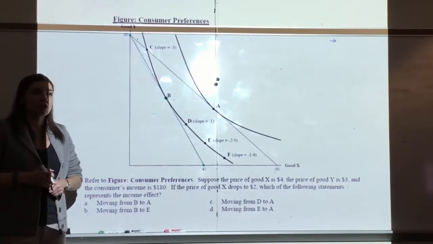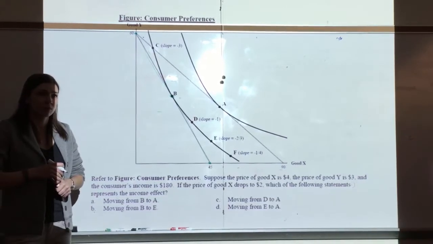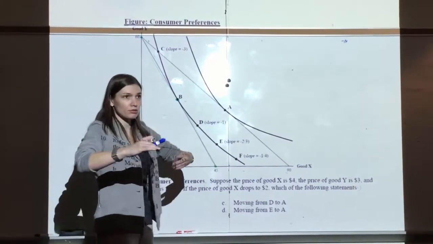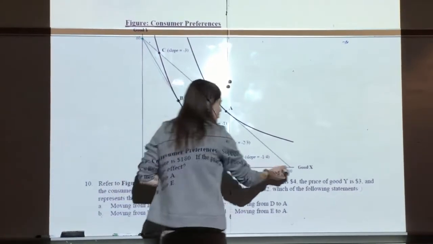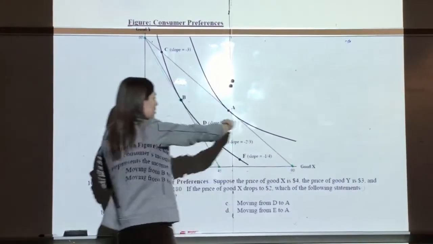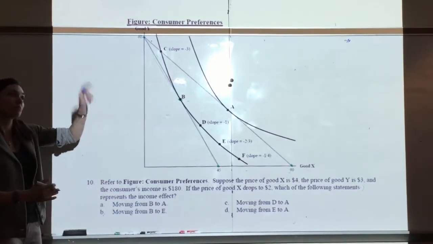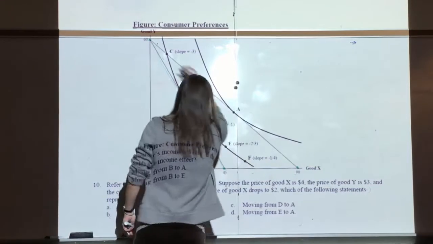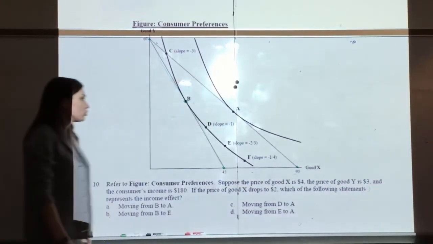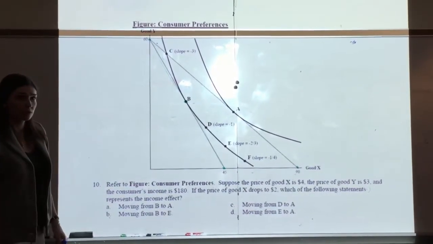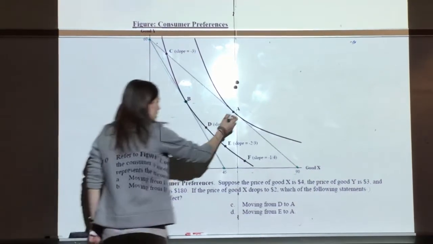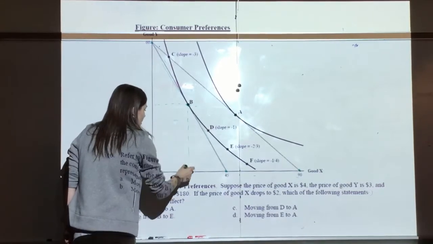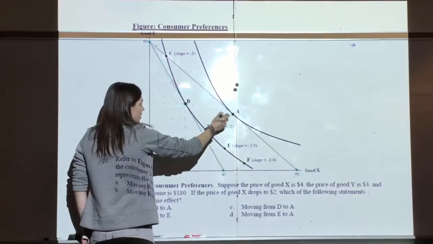Now the price of good X drops to $2. If it drops to $2, what's my new intercept? 90, because income is the same, 180, but now I can buy more of it. So there is a counterclockwise shift of the budget line, from that budget line to that budget line. And what's my new optimal point? A, exactly. So I was first at B, then the price of X fell, now I end up at A.